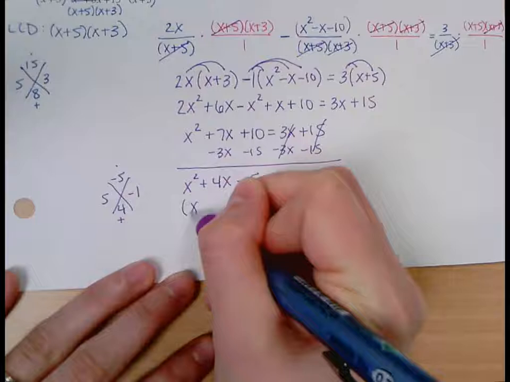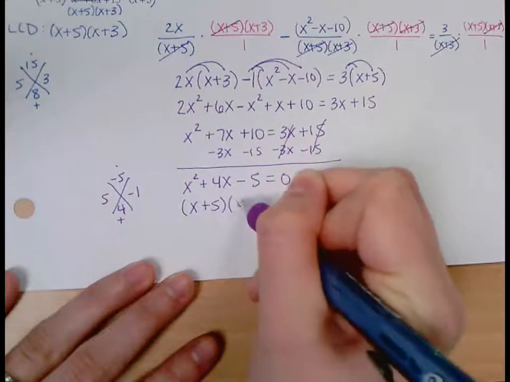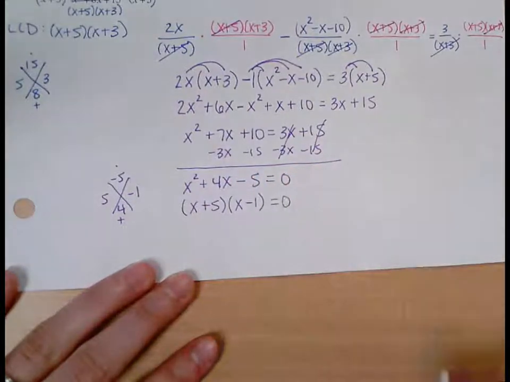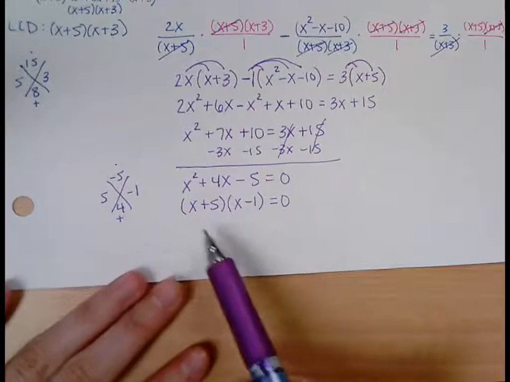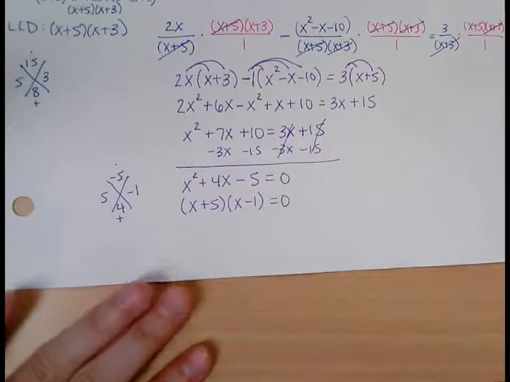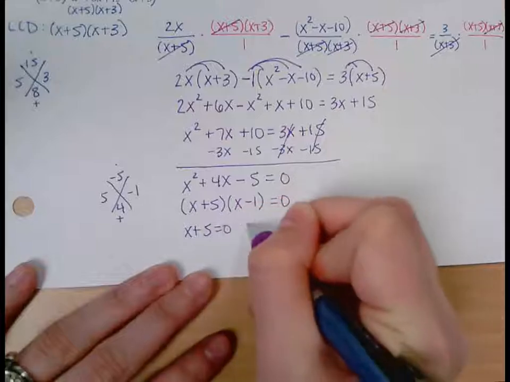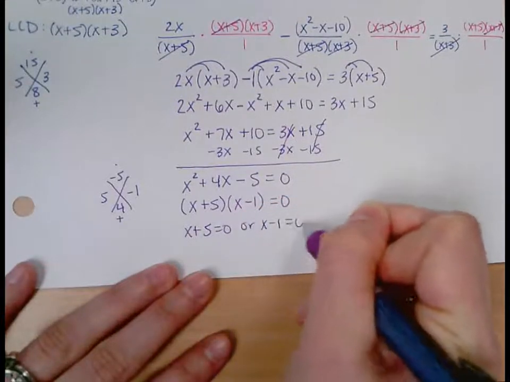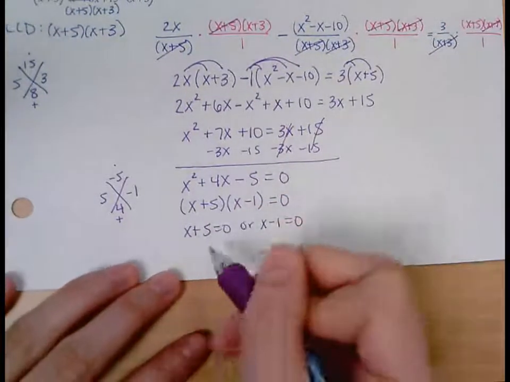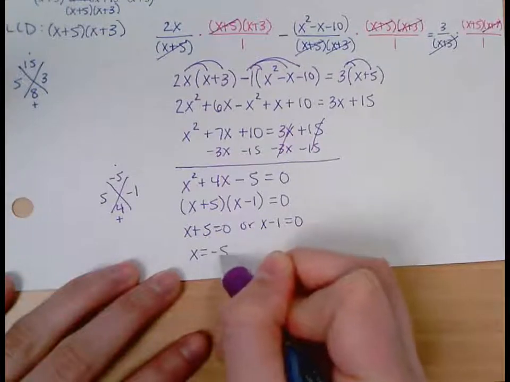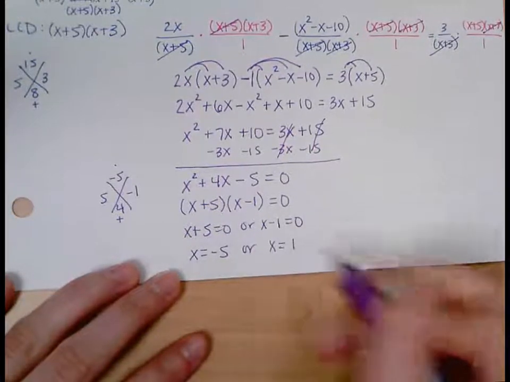Okay, so we would have x plus 5 times x minus 1 equals 0, and then once it's factored, you'd set both equal to 0. So x plus 5 would equal 0, or x minus 1 would equal 0. So then you would get x equals negative 5, or x equals positive 1.